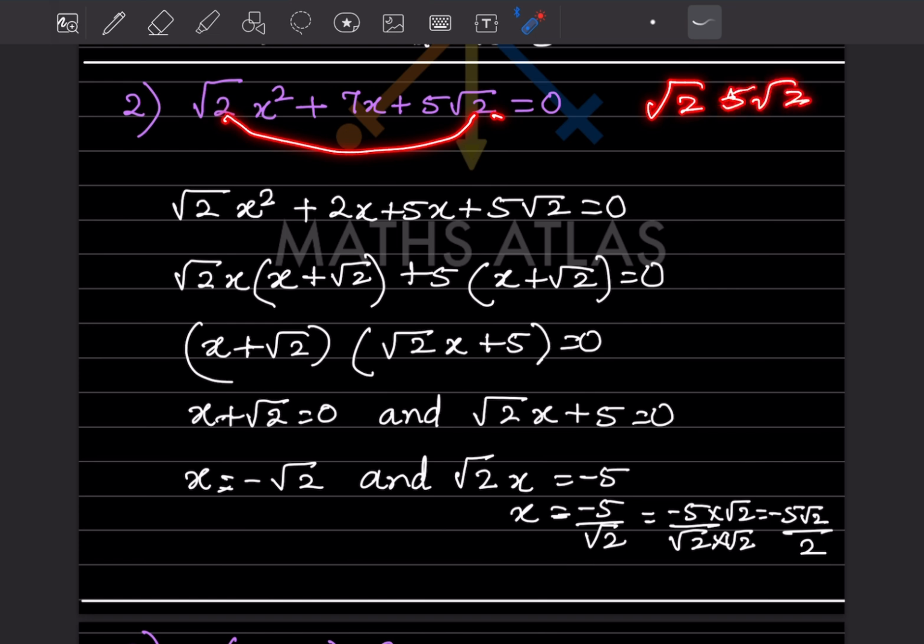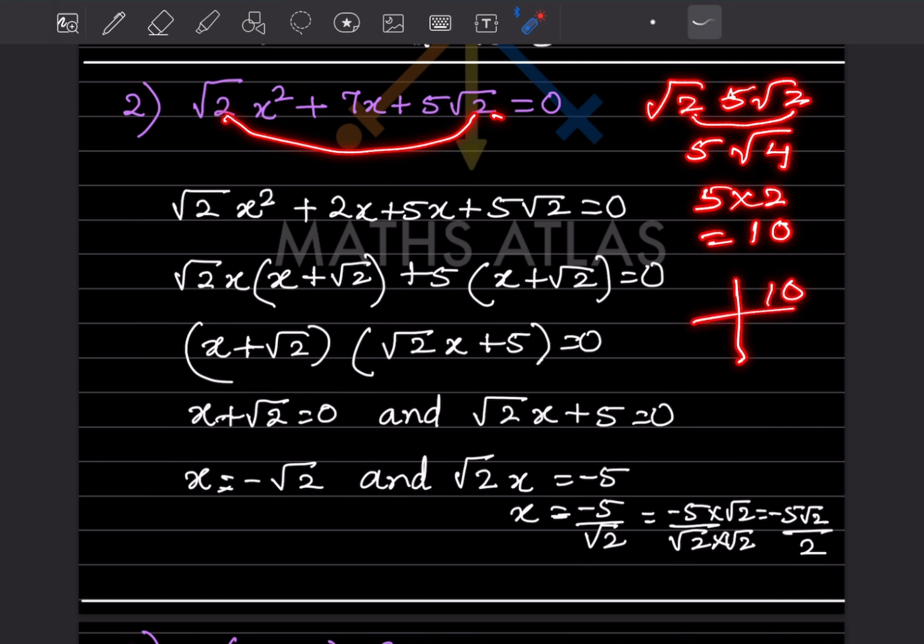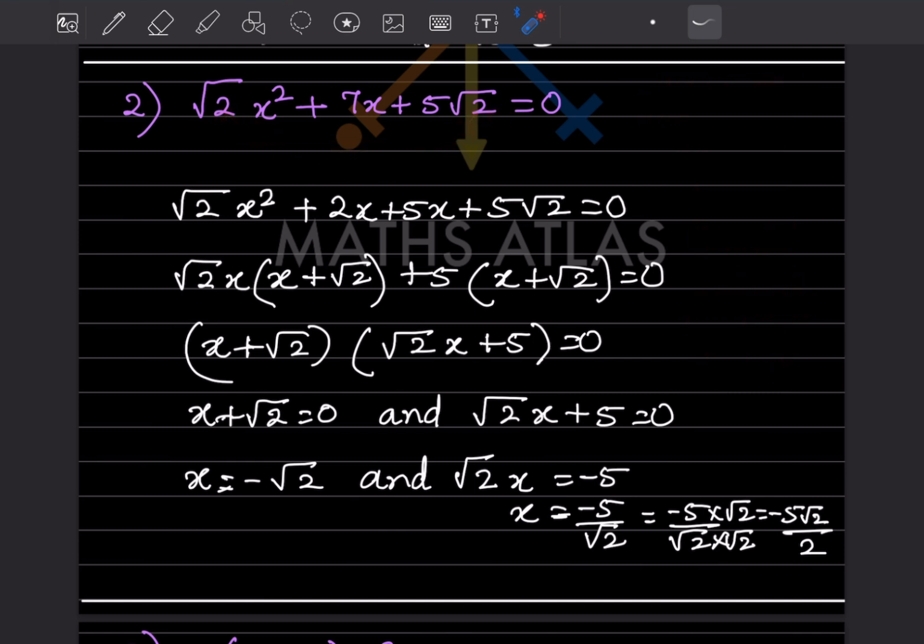So that will be what? 5, and this root 2 into root 2 is going to be root of 4. So root of 4, you know, is 2. So this is going to be 10. So you are going to take the factors of 10. So the factors of 10 are going to be 2 and 5. So now this will be as it is. This also will be as it is and this you are going to split up.